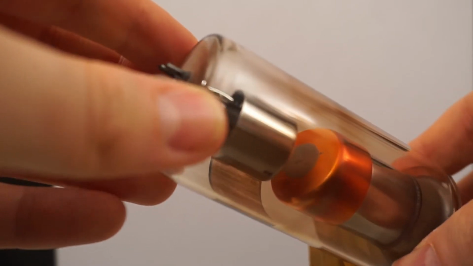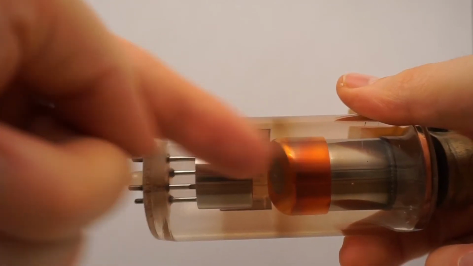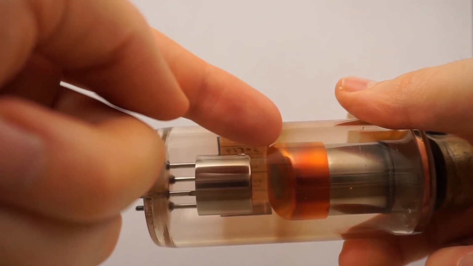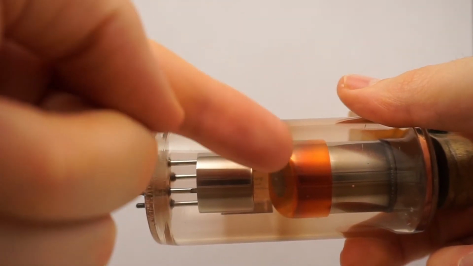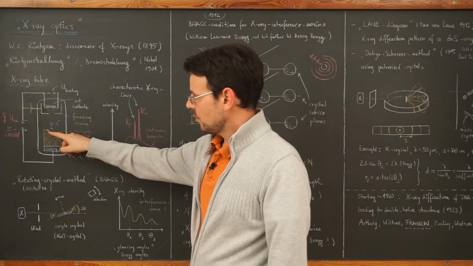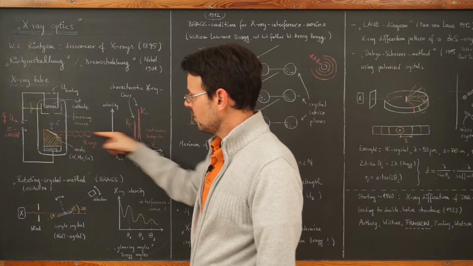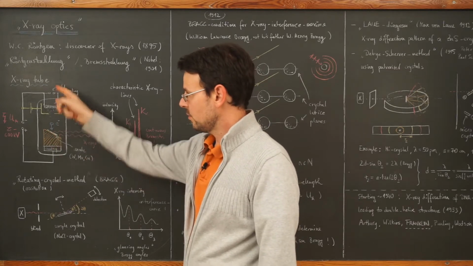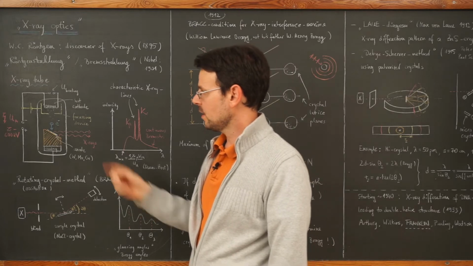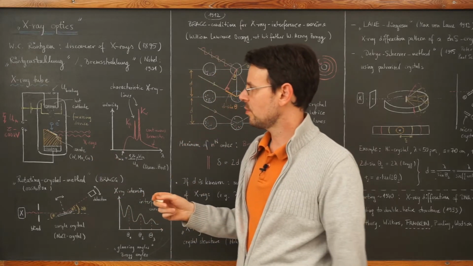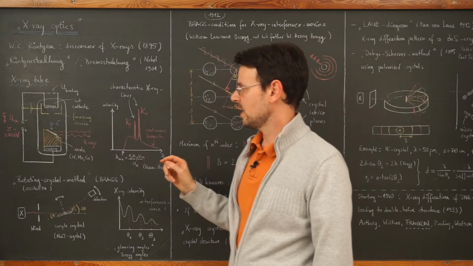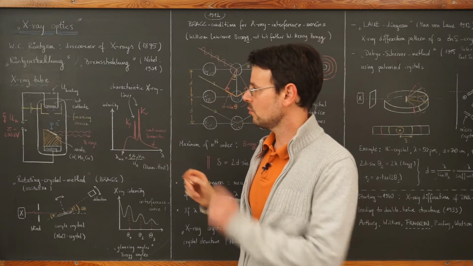I'm not sure. And if this is the path of the very fast electrons, then most of the radiation comes out here. Most of the X-rays that are produced leave the tube here in a direction perpendicular to the path of the very fast electrons. And essentially two processes are important to understand the creation of these electromagnetic waves with a very short wavelength.